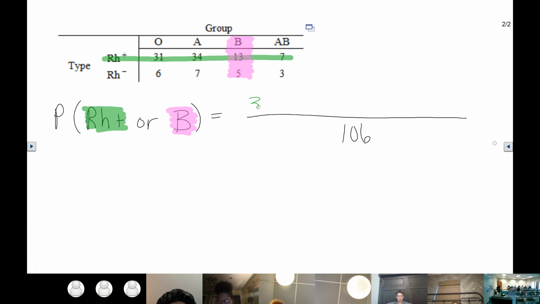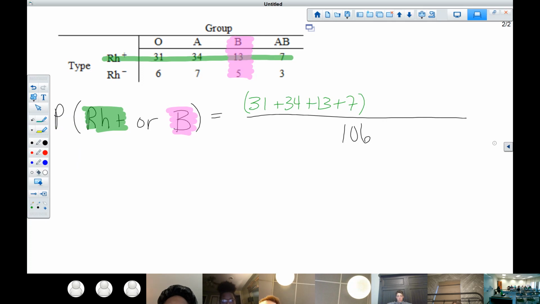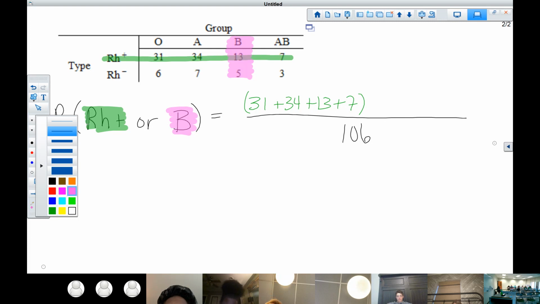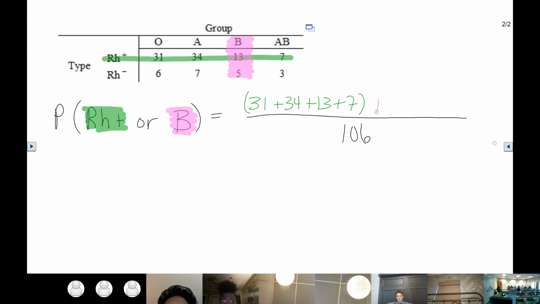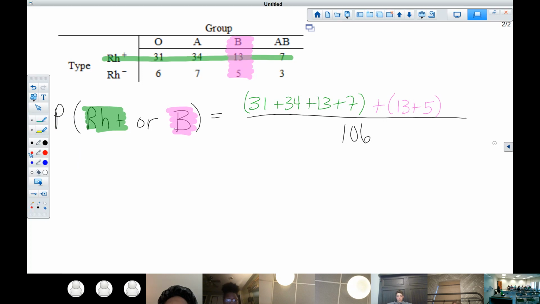I don't know. 31 plus 34 plus 13 plus 7. And then my magenta plus 13 plus 5. And then minus the overlap. Do we have an overlap? And that's all there is to it.